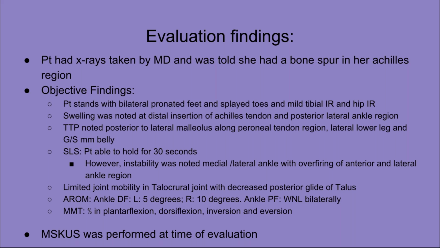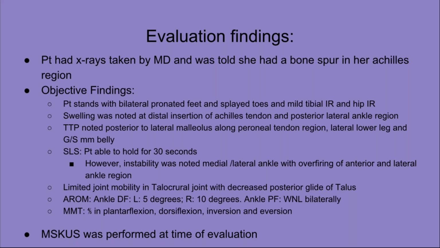She had limited joint mobility in her talocrural joint. She had decreased posterior glide of her talus. Her active range of motion, ankle dorsiflexion on the left was about 5 degrees, and on her right was about 10 degrees. And her plantarflexion was normal. She had about 4 out of 5 in her plantarflexion, dorsiflexion, inversion, and eversion. So her strength was pretty decent.